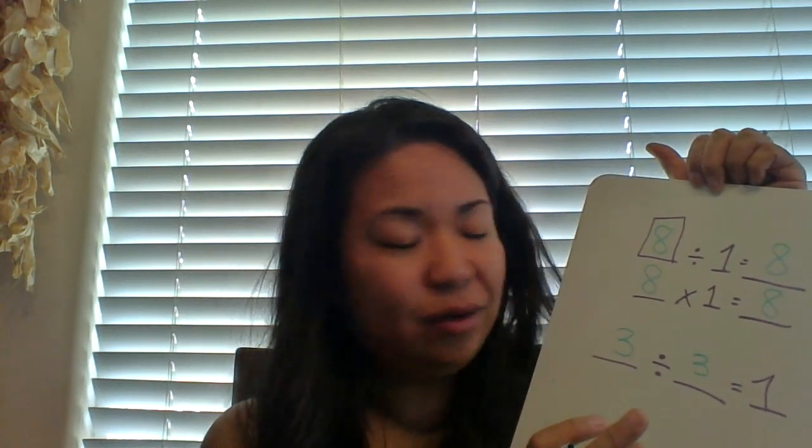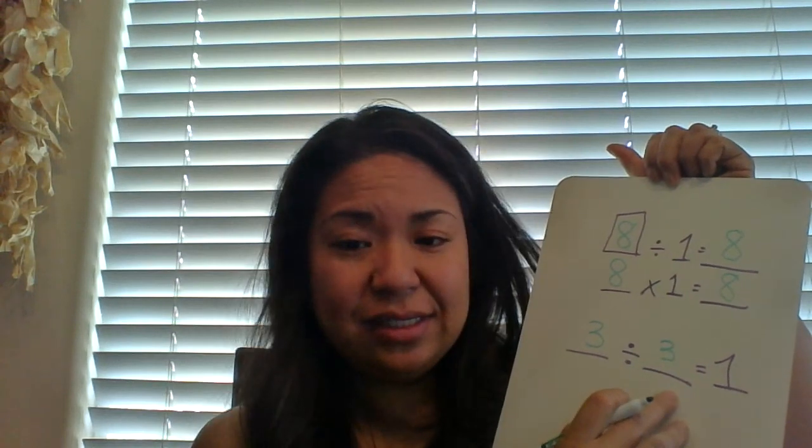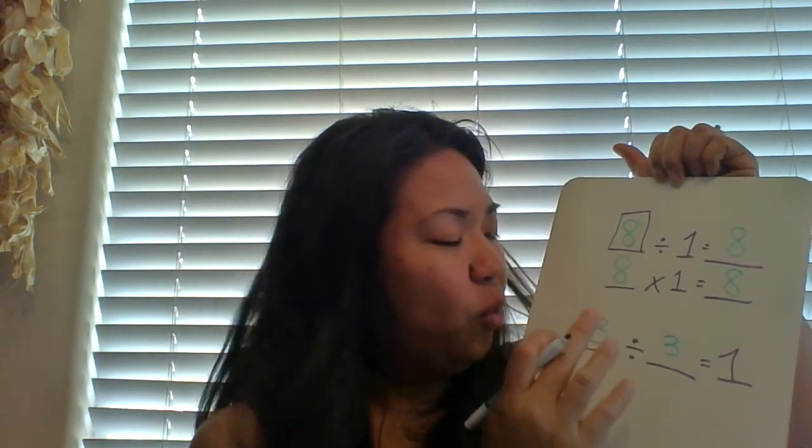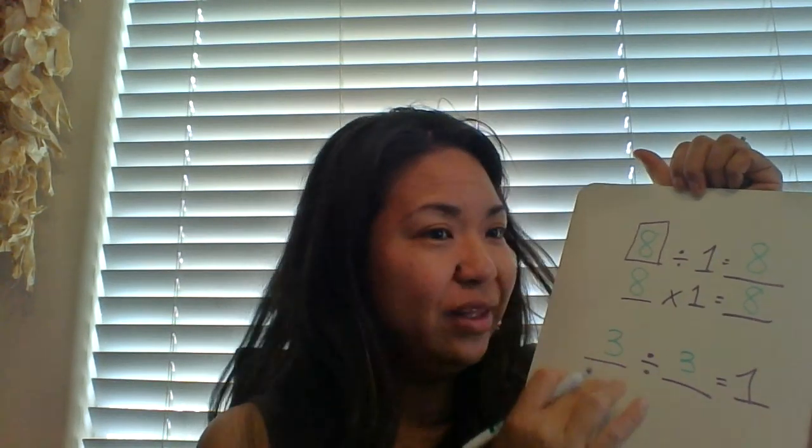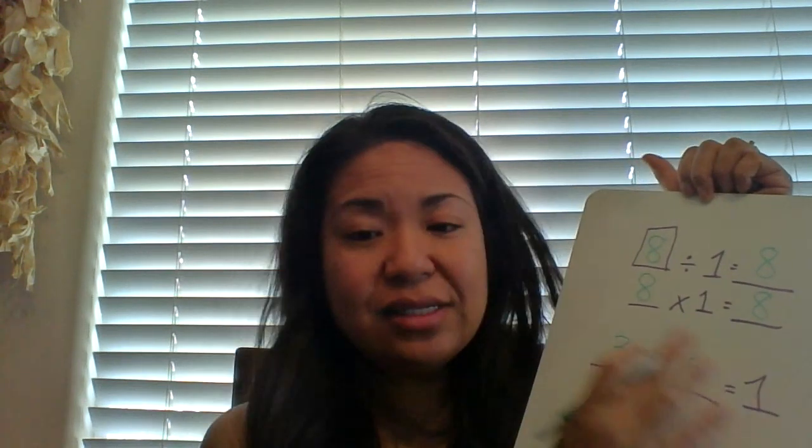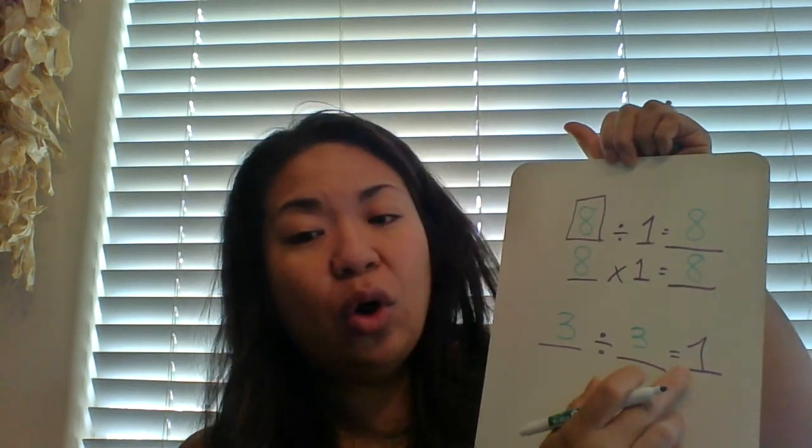Now you can do any number you want. You can do 6 divided by 6, 10 divided by 10, 1,000 divided by 1,000, 1 million divided by 1 million. It doesn't really matter what you put here. It will always equal 1. It is like saying this, boys and girls.